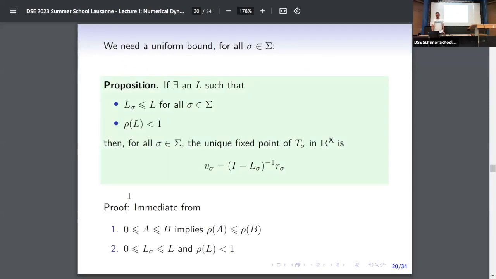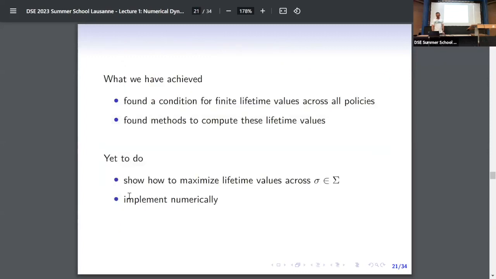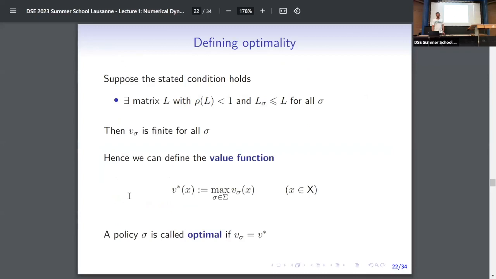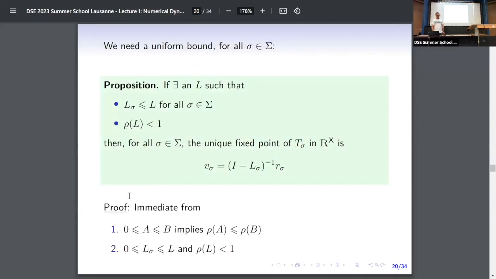Okay, so maybe I'm going to skip these details. Essentially what we've learned so far is, as long as this L sub sigma, our discount operator, has a spectral radius less than 1, the lifetime value is going to be finite, and we can compute it. Now, we'd like a condition that says that's always going to be true across all of the policies.